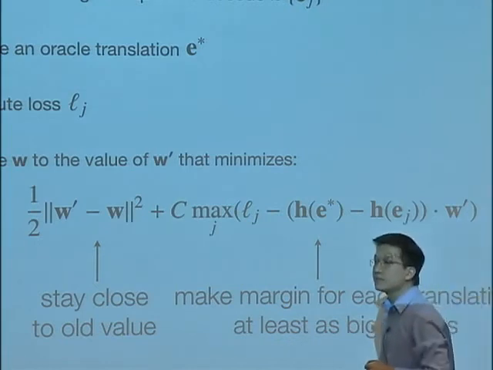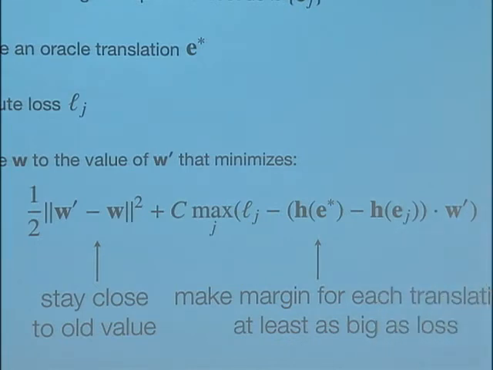Yes? Is J the size of the hypergraph or just the translation? I'm being agnostic about that so far. It's just some set of candidate translations. And no, right now it's not the entire hypergraph. There are typically about 30 examples in there, but I'll talk later about how to select them.